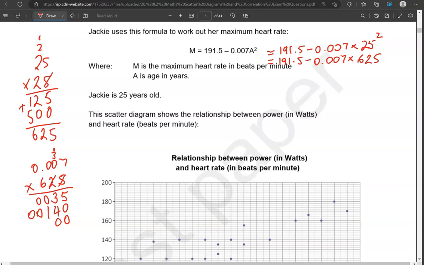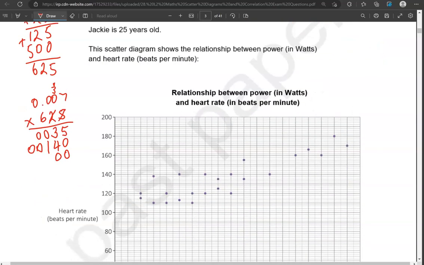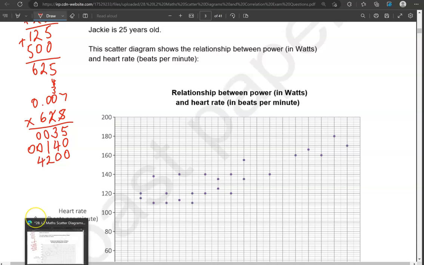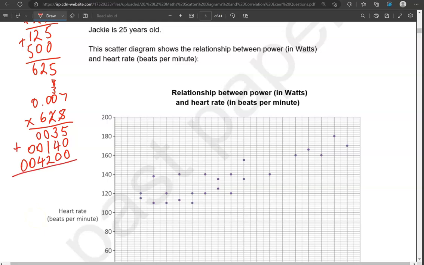6 times 7 is 42. So we'll put 2 down and 4 carried over. 6 times 0 is 0, and the 4 gives us 4. 6 times 0 is 0, and 6 times 0 is 0. So 5, 7, 3, 4, 0, 0.